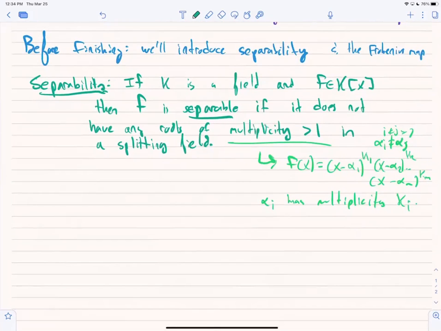There's a nice observation we can make that eliminates this funny issue of saying a splitting field. You can actually characterize this purely in terms of the ring K brackets X, so purely with polynomials over K, without introducing a splitting field. So let me say an observation, or lemma.